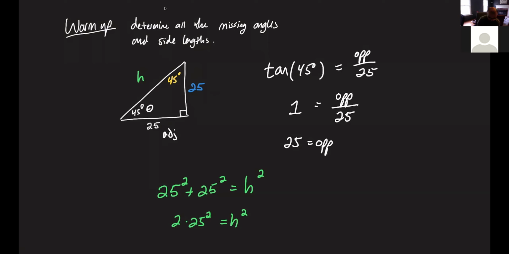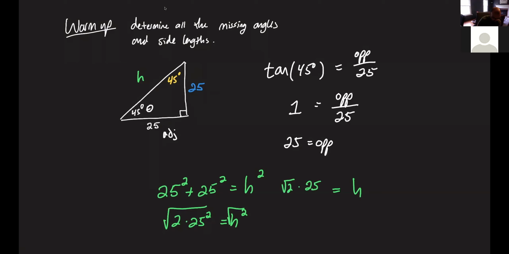And so now what I can do is go ahead and take the square root of both sides here. On the right-hand side, I'm left with H. And on the left-hand side, I can take the square root of each of these pieces separately since it's a multiplication. So I can take the square root of 2 and the square root of 25 squared. The square root of 2, I'm not going to do a whole lot with that, but the square root of 25 squared is just 25.